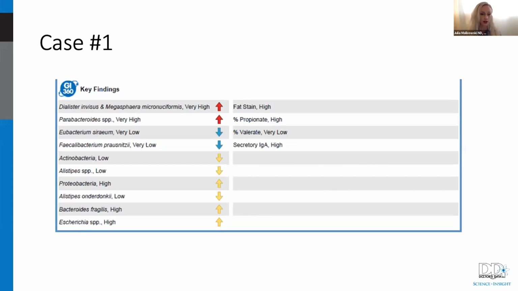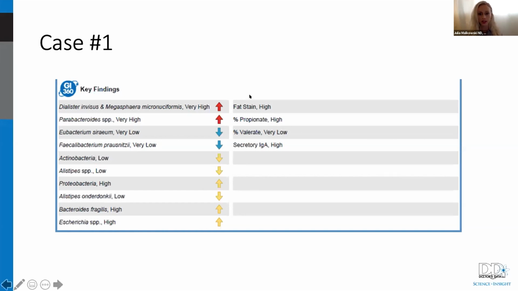So that's very interesting. Moving on here, the patient does have low Actinobacteria, low Alistipes, and Bacteroides fragilis is high, and the Giardia species are high, and that's going to be contributing to the dysbiosis.